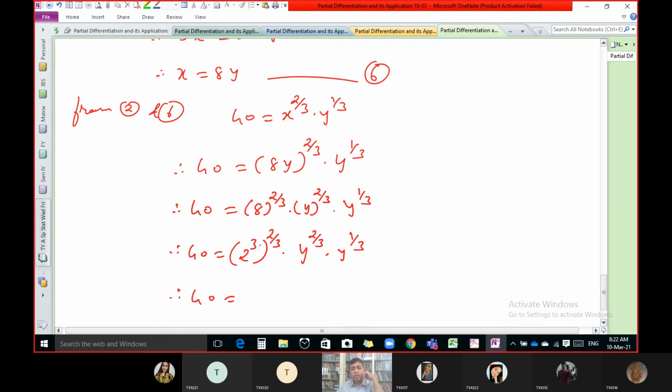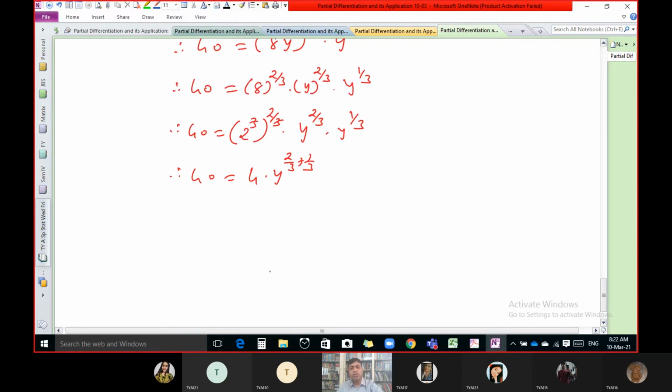40 equal to, now this 3 you can cancel, so we get 2 raised to 2, that means 4, and here we get y raised to 2 by 3 plus 1 by 3. So ultimately we get y raised to 1, that means y. So 40 equal to 4y. So y equal to, divide by 4, we get 10. So we get y equal to 10.